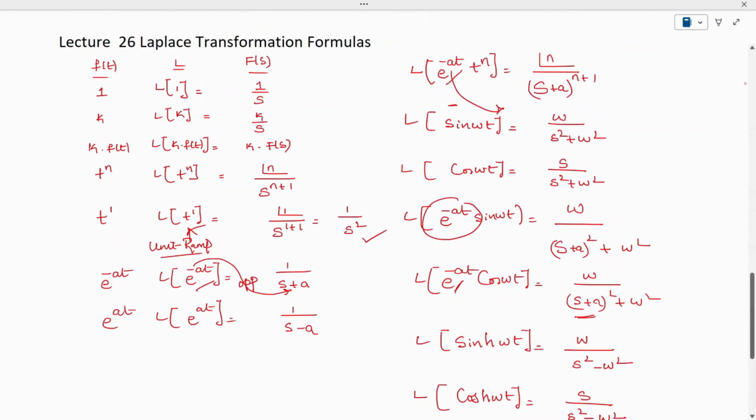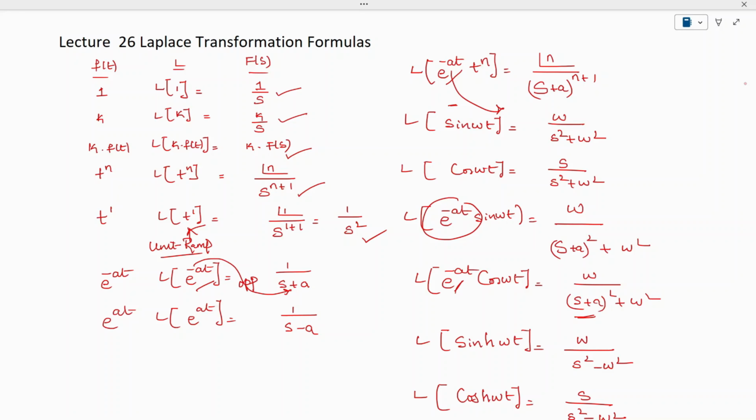I will review the things again. Laplace of constant is 1 by s. Laplace of k is k by s. Laplace of k into f of t is k into F of s. Laplace of t to the power n is n factorial divided by s to the power n plus 1. Substituting n equal to 1, we get 1 divided by s square.